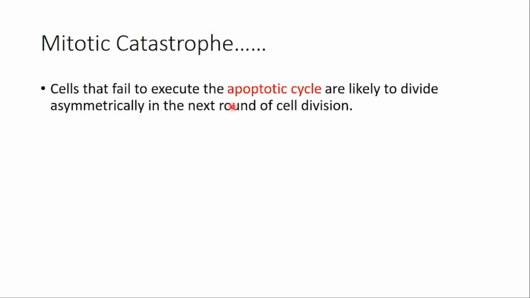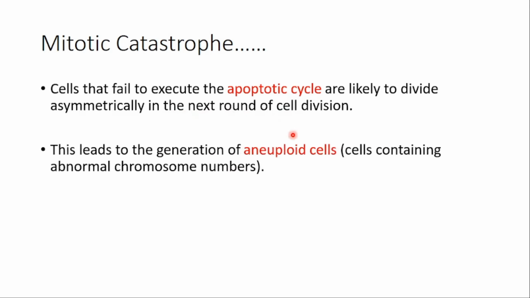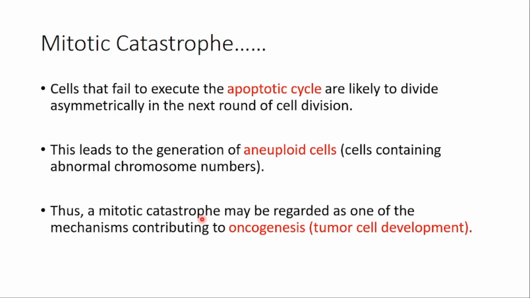Cells that fail to execute the apoptotic cycle are likely to divide asymmetrically in the next round of the cell cycle. And this leads to the generation of aneuploid cells, that is, cells containing abnormal chromosome numbers. So the mitotic catastrophe may be regarded as one of the mechanisms that contributes to oncogenesis or tumor cell development.